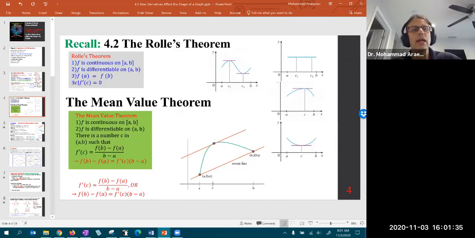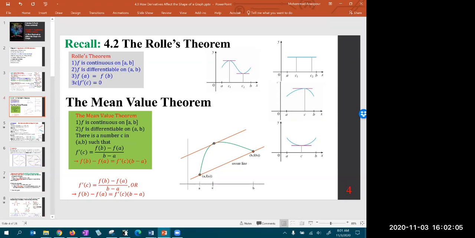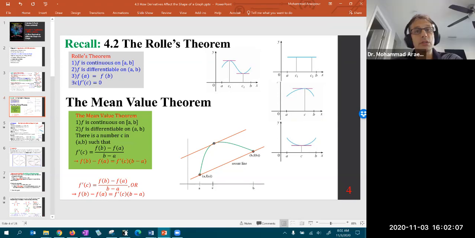Rolle's theorem and the mean value theorem. Rolle's theorem indicates if f is continuous in a closed interval of a to b and differentiable in an open interval of a to b, if the endpoints have a functional value that they are equal, f of a equals f of b, then there must be some point in that interval such that f prime equals 0, which means a horizontal tangent line. The mean value theorem, okay, so Rolle's theorem is a special case of that.